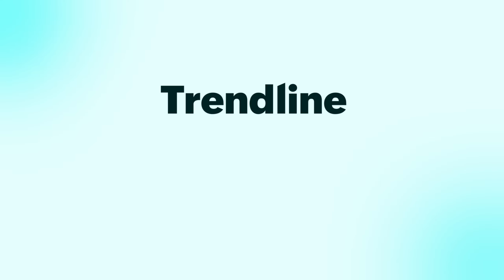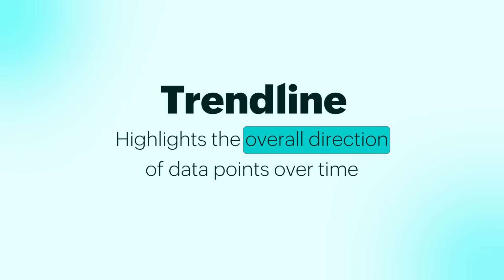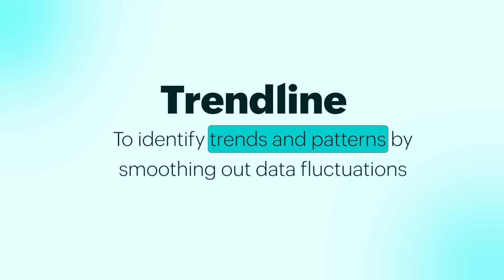A trend line is a visual representation that highlights the overall direction of data points over time. It helps identify trends and patterns by smoothing out data fluctuations. Zoho Analytics offers 5 trend line models.